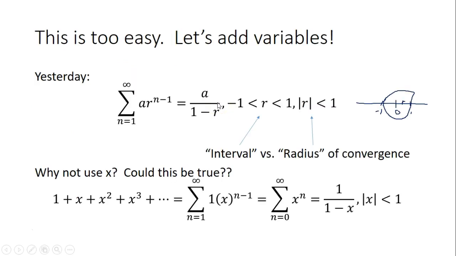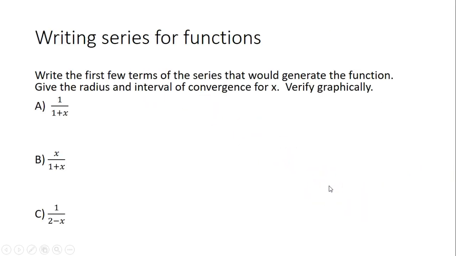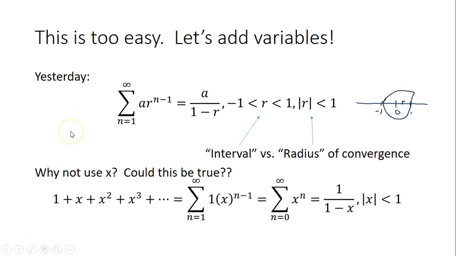The whole idea there is that the radius, whatever r is, whatever we're multiplying by every time, has to be less than 1 in absolute value, because that's the only way that a geometric series is going to converge. So we're kind of going backwards here. We're starting with the a over 1 minus r, and we're going to try to go backwards to get out what the geometric series is.